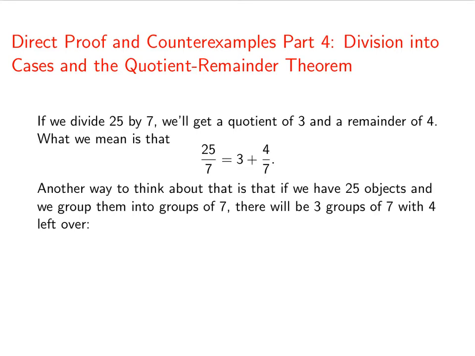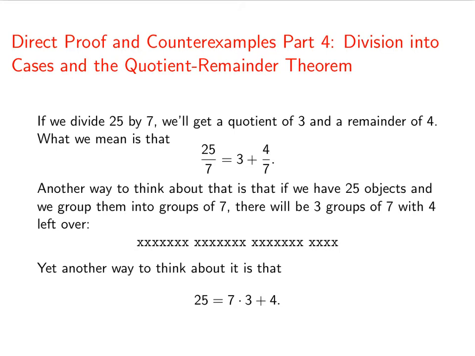Another way we can think about this is that if we have 25 objects and we group them into groups of 7, we'll have 3 groups of 7, but then there'll be 4 left over. Here's a picture. There's 25 x's here. I've grouped them into 3 groups of 7 each, and then there's 4 left over.